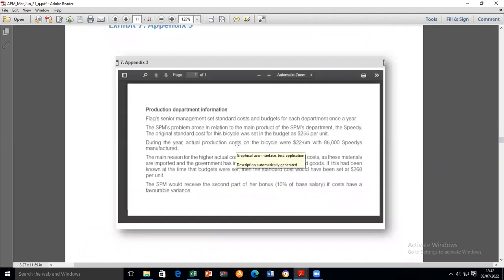So there's clearly an issue here with the production department. The senior management set standard costs and budget for each department once a year. Already we can see an issue there. Just once a year. This emphasizes that concepts such as what we covered, the rolling budgeting approach, have no room in this company.